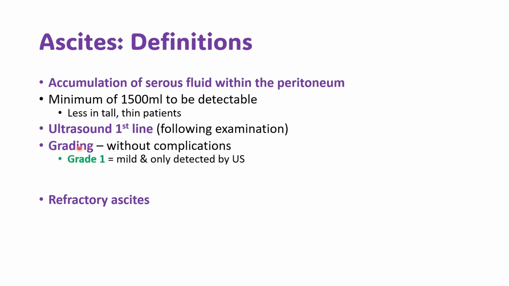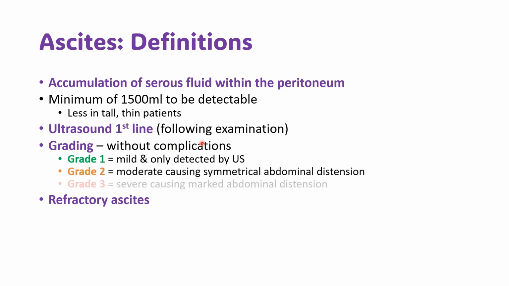The grading assumes that there aren't any complications. So grade 1 is mild and only detected by ultrasound. Grade 2 is moderate, causing symmetrical abdominal distension. Grade 3 is severe, causing marked abdominal distension.